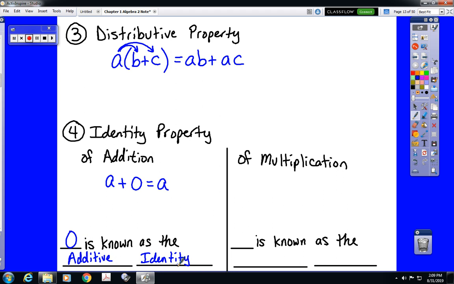Now for multiplication, we have something very similar. It says that if I take A and I multiply it by 1, it is still A, which means that 1 is known as the multiplicative identity, because when I multiply a number by 1, it does not change its value. So 0 is the additive identity, and 1 is the multiplicative identity.